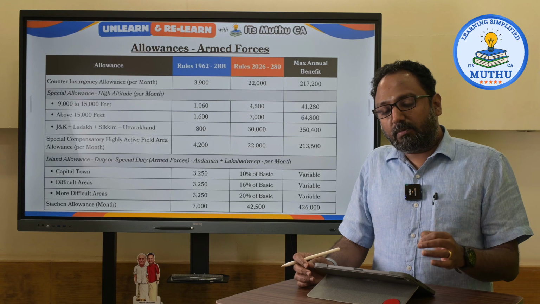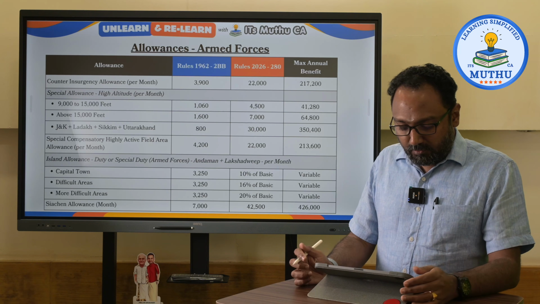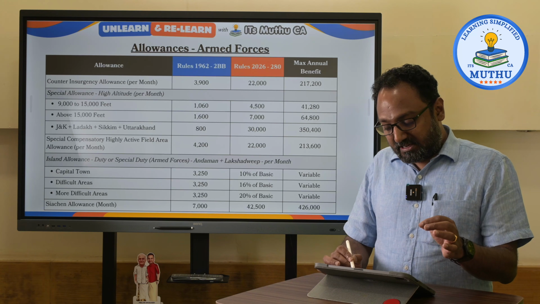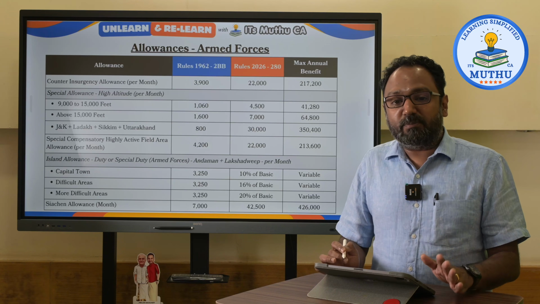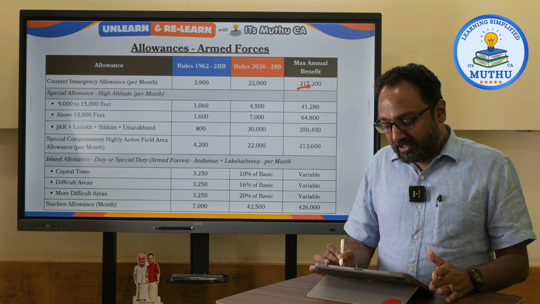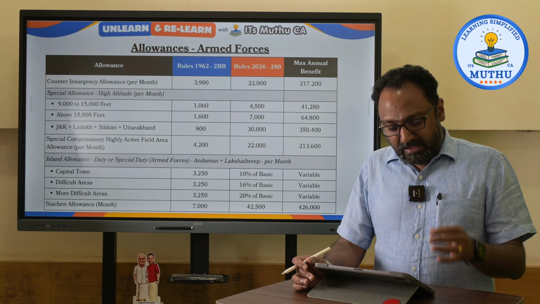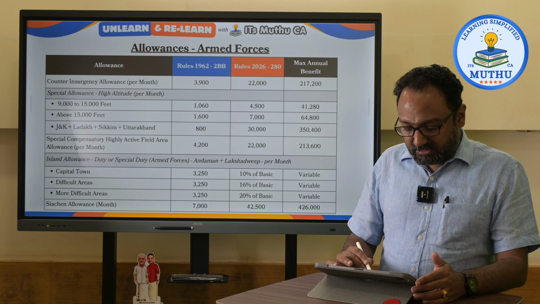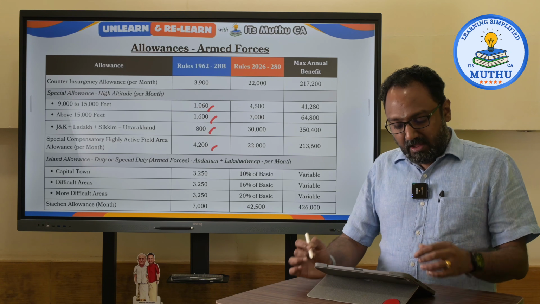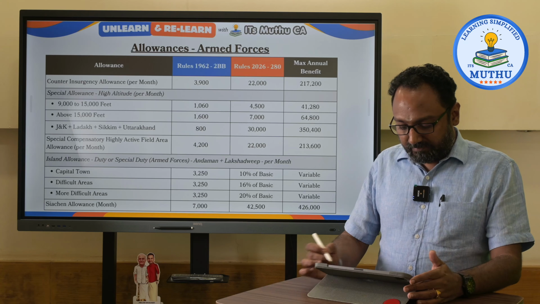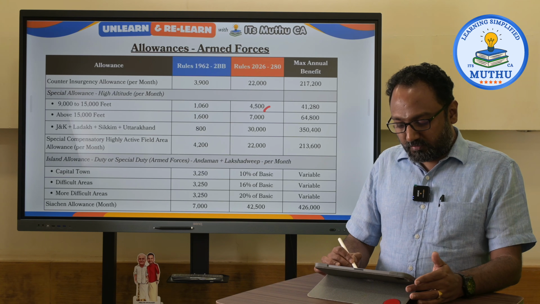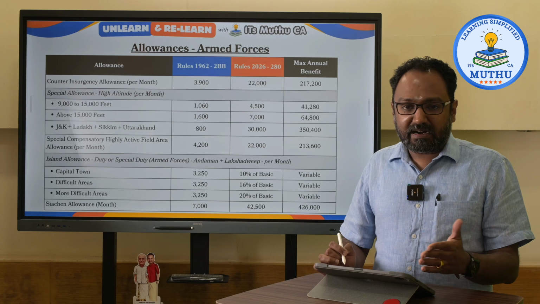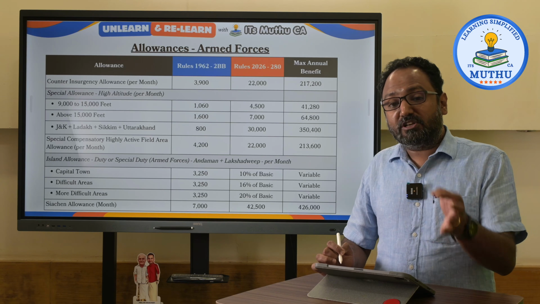Now we are going to see some of them which are exclusively for armed forces. Counter-insurgency allowance, which was 3,900 per month, is increased to 22,000 per month. So that's going to give you an extra 2,17,200. Special allowance, depending upon the altitude, ranged from 1,060, 1,600, 800, depending upon the altitude or location. Now it is being increased to 4,500, 7,000, and in places like Jammu and Kashmir, Ladakh, and Uttarakhand, it's going to be 30,000 per month.